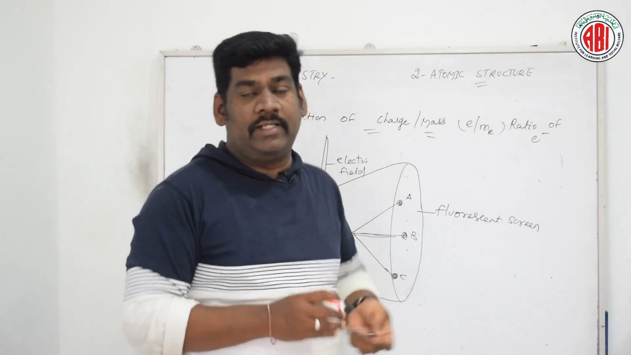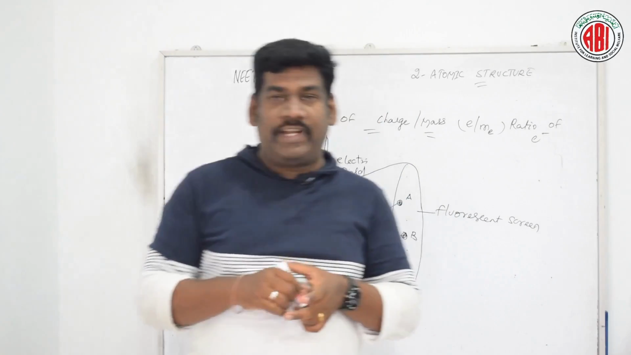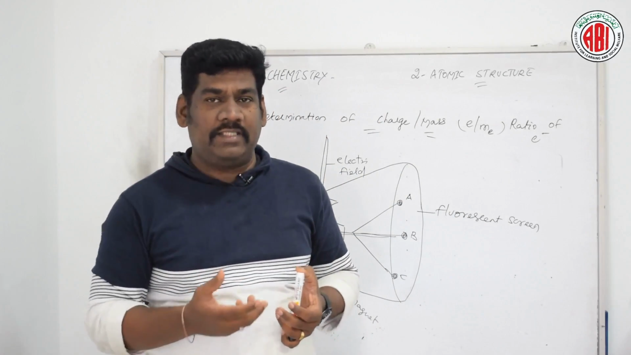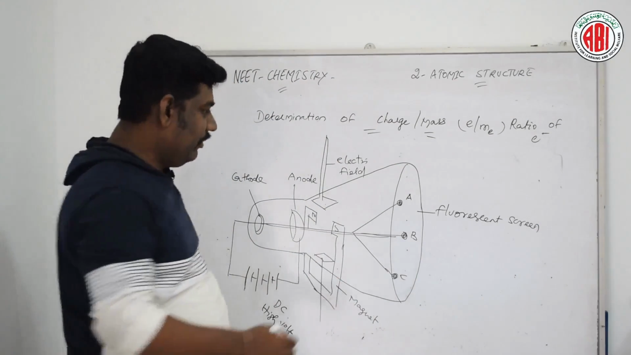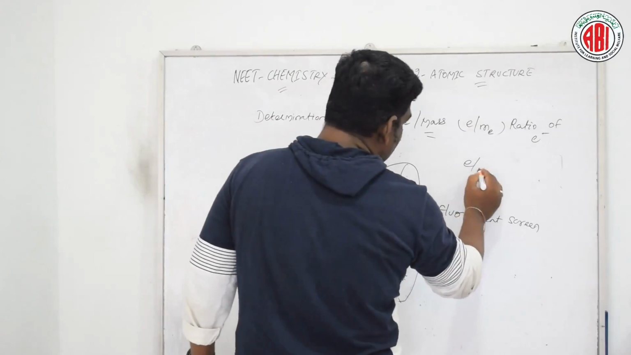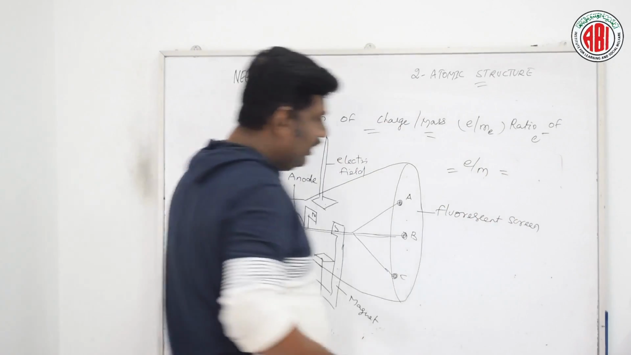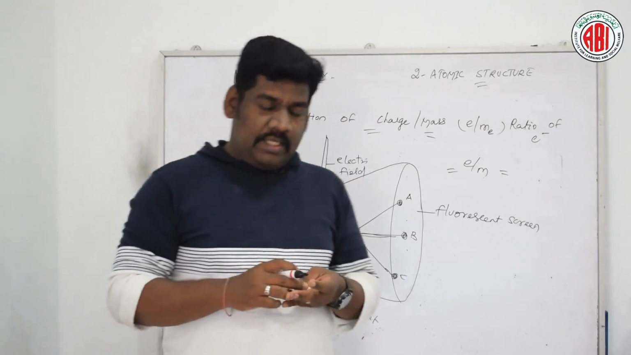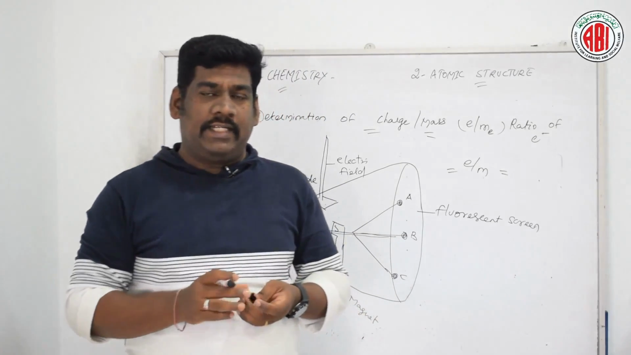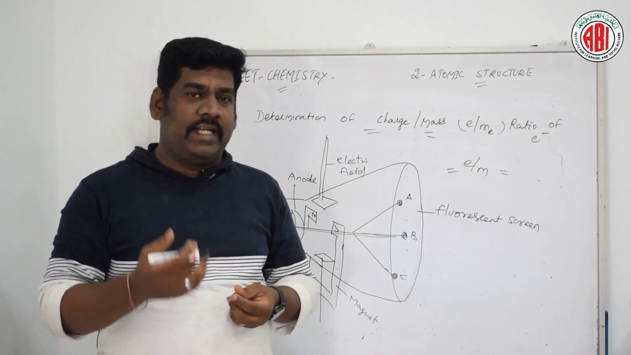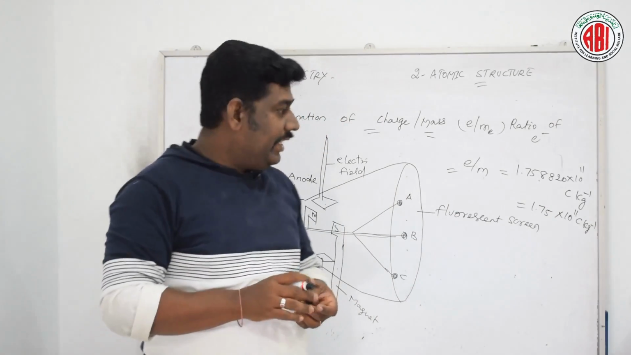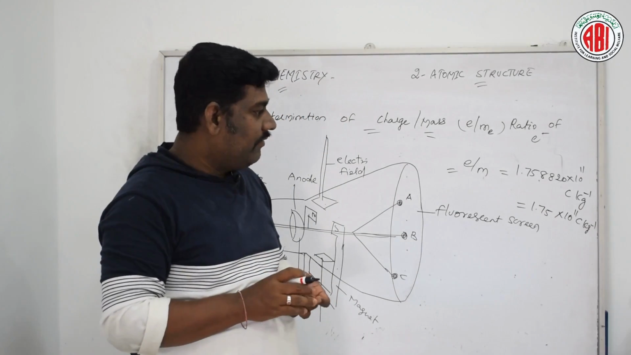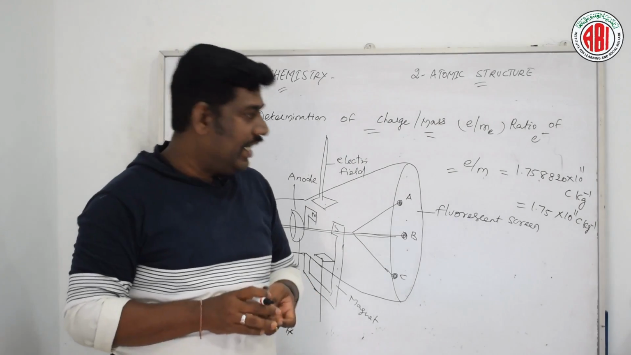This experiment helped him to find the charge by mass ratio of the electron, that means the e/m value. The e/m value of an electron, which he could calculate, was around 1.758820 × 10^11 coulombs per kg.